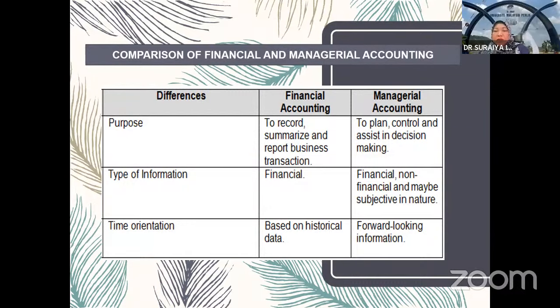Managerial accounting is more about forward-looking information. What is forward-looking information? It includes making the future plan, next year, a five-year plan, of products, of materials involved in products, of services as well, and also of labor, of overhead, and many other things. That's why the type of information provided by the managerial accountant can be subjective in nature.